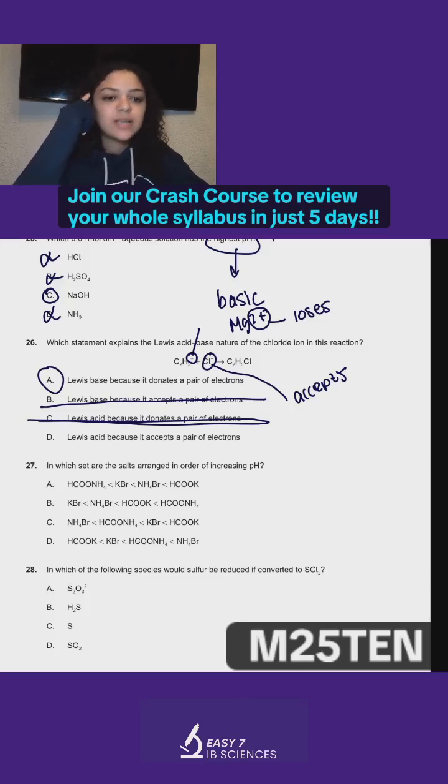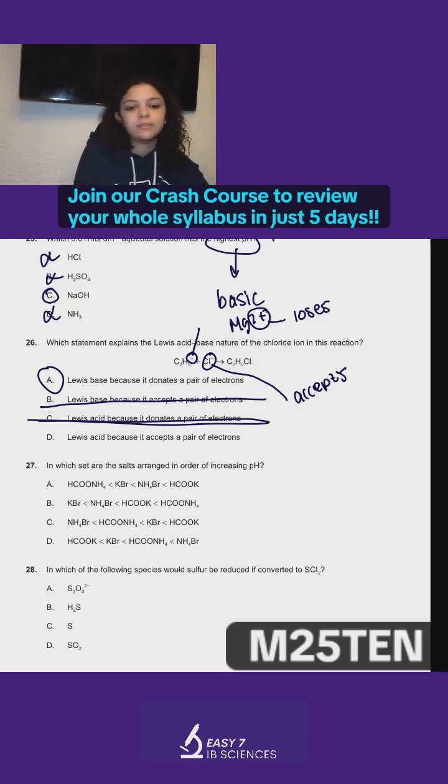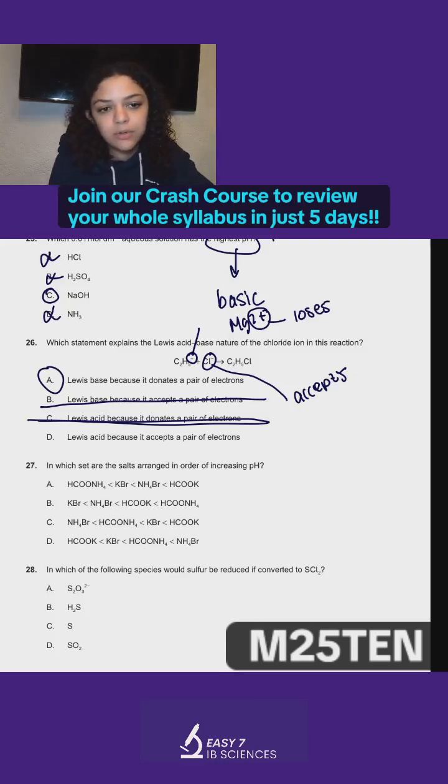So we switch exactly. So we switch the Lewis acid and base for Bronsted-Lowry. Exactly. So Lewis bases accept, but Bronsted-Lowry bases donate. Exactly, yes. Don't bases accept? No, it should donate.